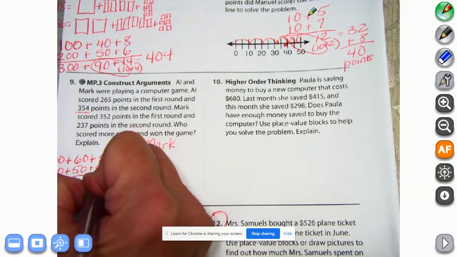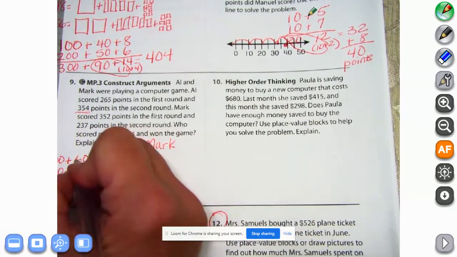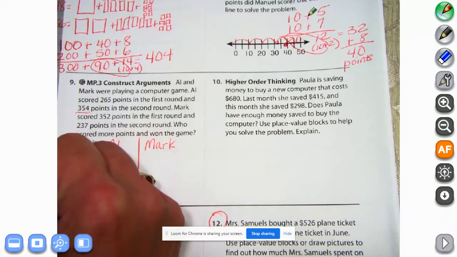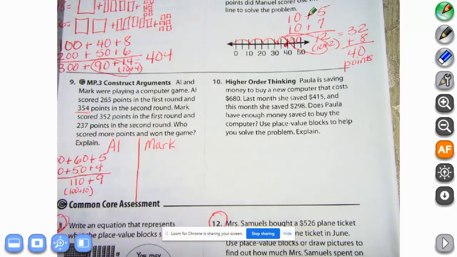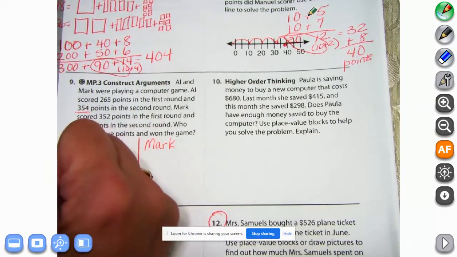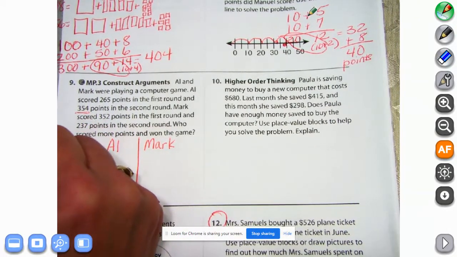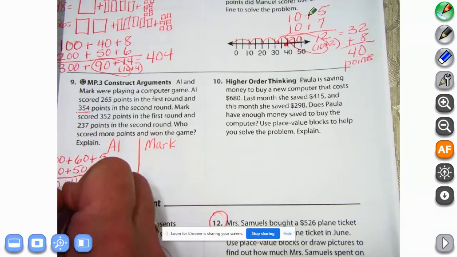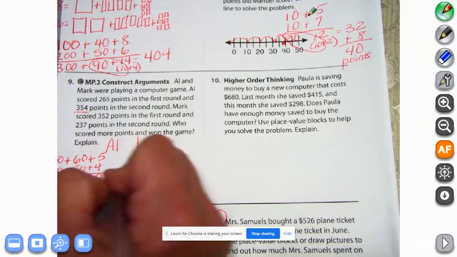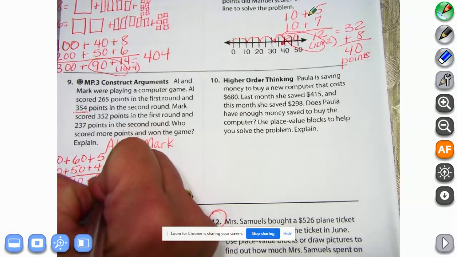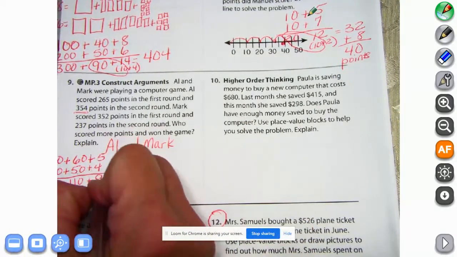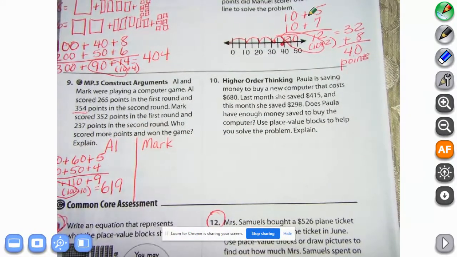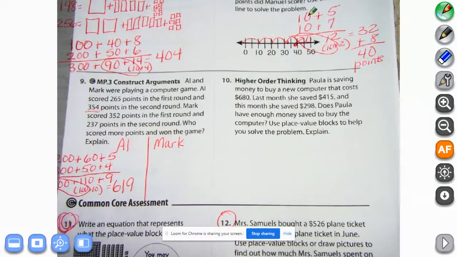5 plus 4 is 9. 60 plus 50 is 110, which is the same as 100 plus 10. And 200 plus 300 is 500. So we have our 100 and our 500, so we know that makes 600. And then we have our 10 plus a 9 makes 619. So that's how many points he has, is 619.